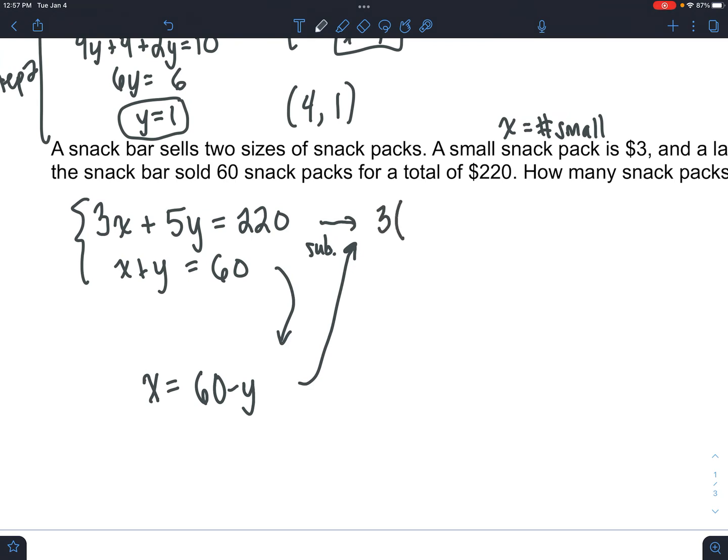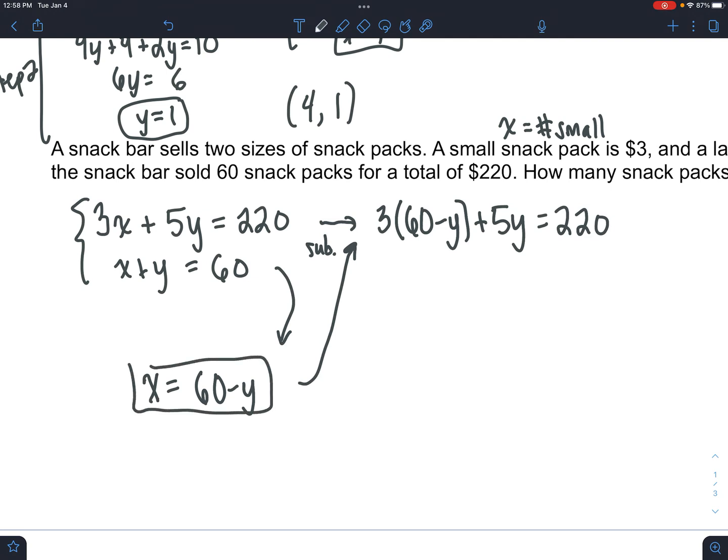Everywhere there's an x in the first one, I'm going to replace it with this. So this is our key, right? It goes into the other equation, the other one, not this one. You don't substitute it back into there. You'll just get nothing out of that. You sub it into the other one, and then you end up with an equation of one variable, y, and it is very fair to solve this.